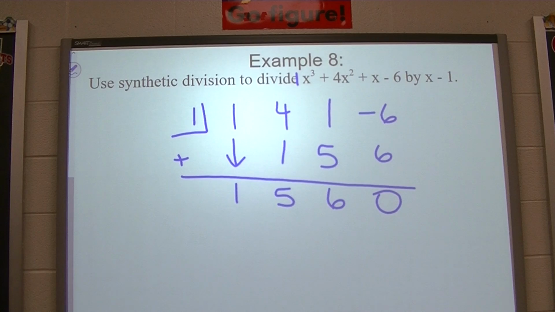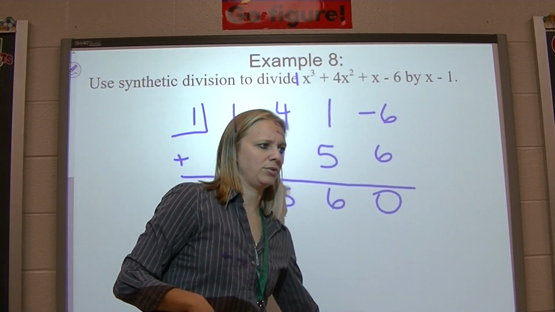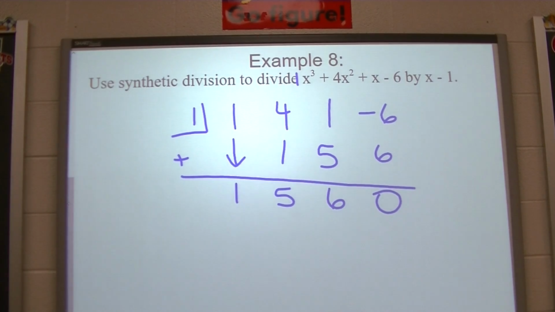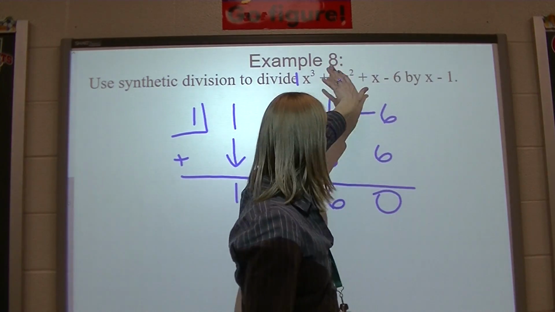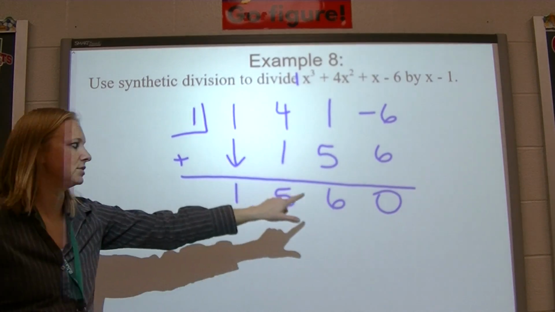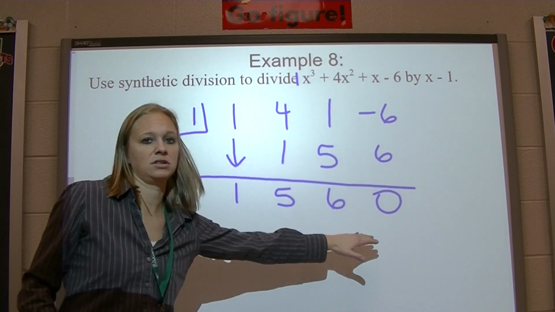Remainder of 0. So this is the first time I think we've had a remainder of 0. So I can tell by this that x minus 1 is a factor of this expression because the remainder is 0. Now I want you to try to figure out what the quotient is.